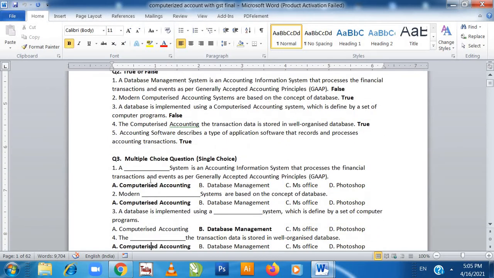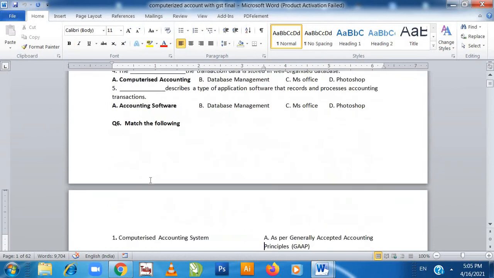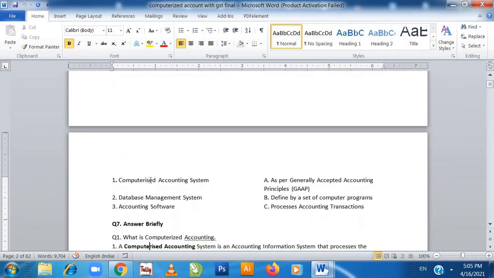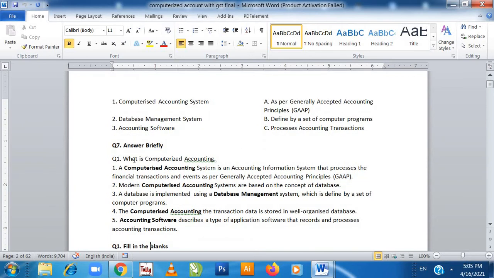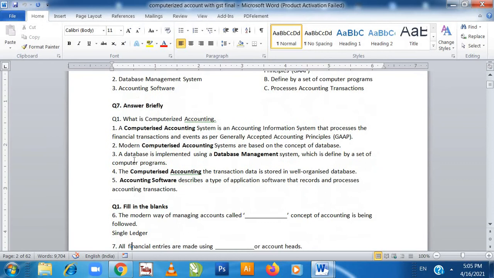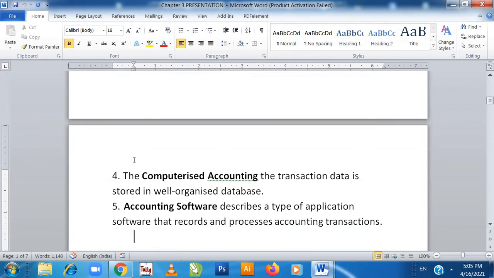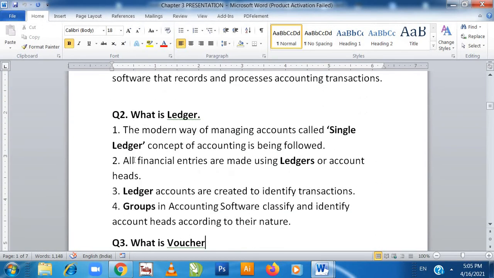Here is the multiple choice question, single choice. Then match the following, and this is the answer briefly that we have discussed right now. What is computerized accounting? Now I'll do another question. The other question is ledger. Now what is ledger? Ledgers are nothing but the actual heads of accounts.